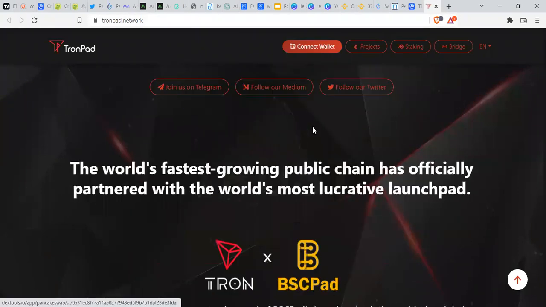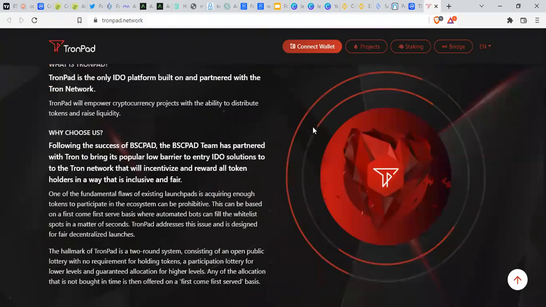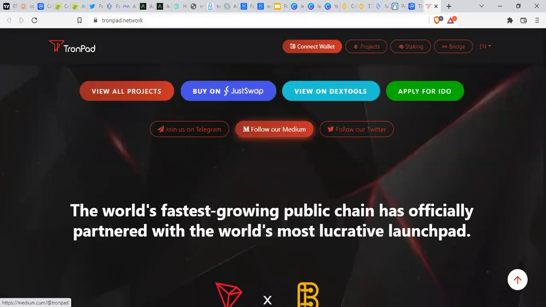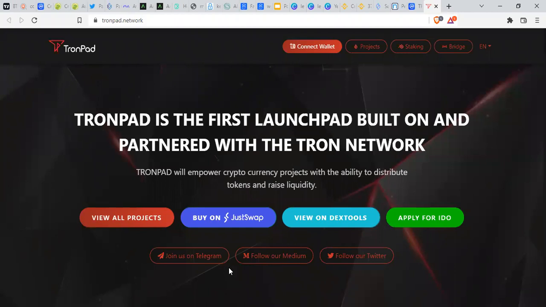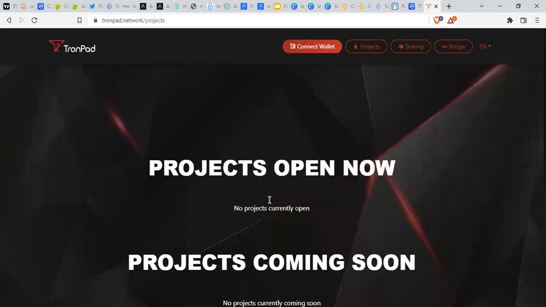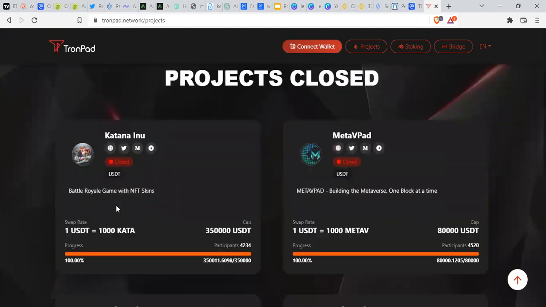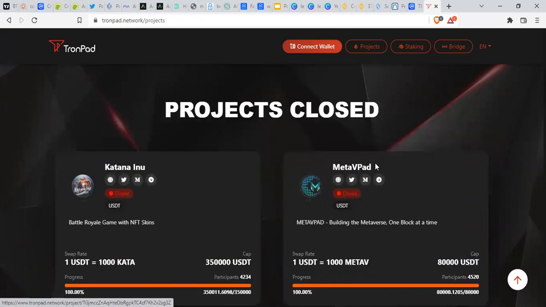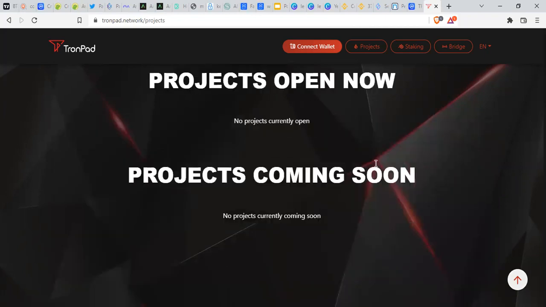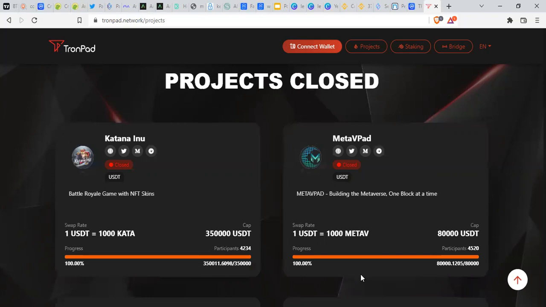Here, most of the tokens down here are actually public sales, which is on a launchpad. The one I showed you before is also a launchpad. So you can see it here now. This is the project Katana and MetaPad. These are the projects that they launched last. So let's take a look at this right now. I've done this before. So this is a public sale here now.